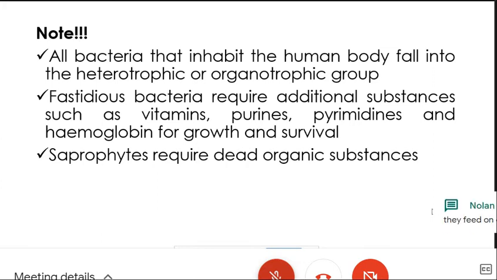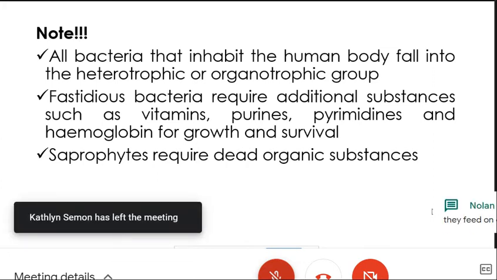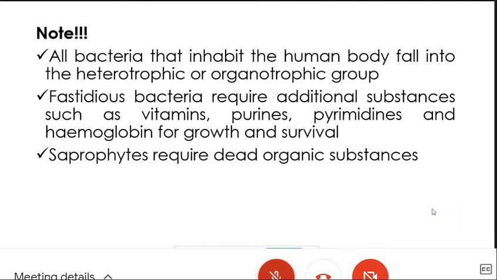Ano, teka, sino yun? Si Zarina? Sino yung nagsagot? Hindi ko makita. Si Zarina, ma'am. Oo, Zarina. Game. Ano yung heterotrophic muna? Ang ballpen ko. Ang ating recitation. Heterotrophic.